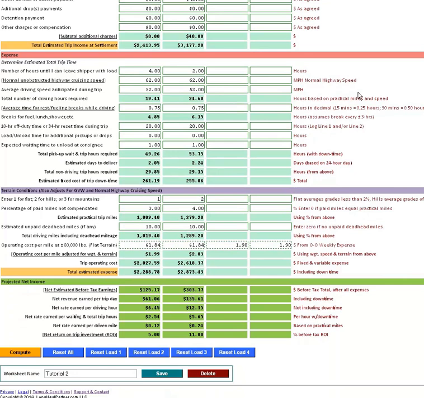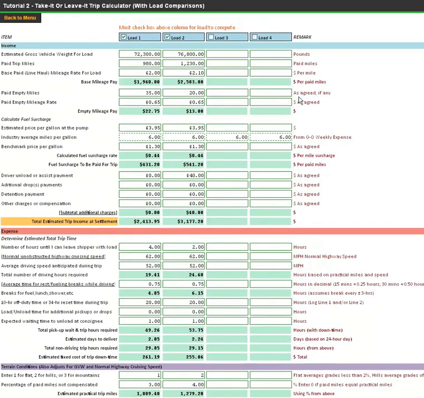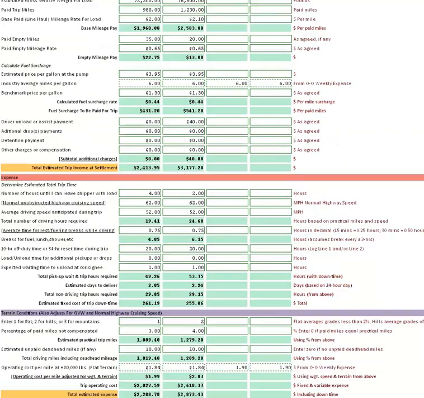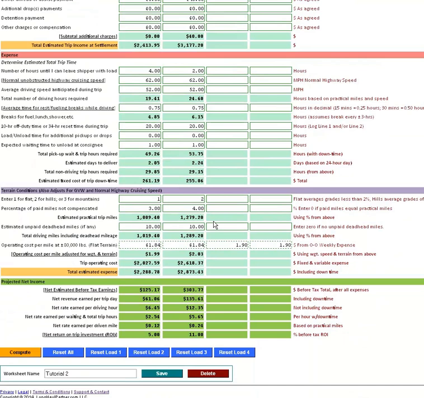Now remember, paid miles are entered up here on top, 980 on this one. Load 2 is 1230. So we're going to adjust those by 3 and 4% respectively. So our estimated practical trip miles are going to be 1009 and 1279. We've got some miles we're not getting paid for.